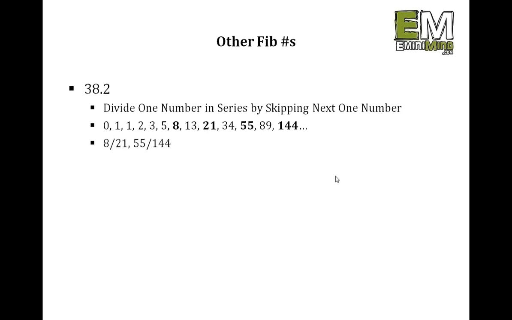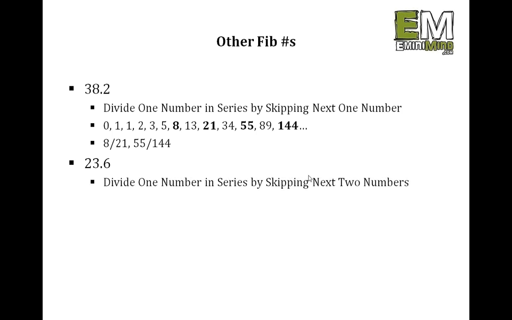And then the other common number in the series would be the 23.6. And to get that number, you divide the number in the series by skipping 2 numbers. So instead of 5/8 or 5/13, you would simply take 5 divided by 21, and that gives you that 23.6. So those are the common fib numbers: 23.6, 38.2, 61.8.